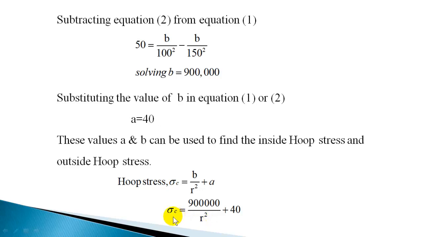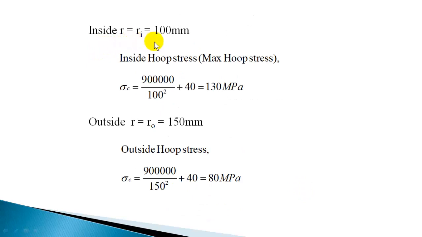When r is equal to Ri, this is going to be maximum, as this is having a plus sign here. When r is minimum, you will always have maximum hoop stress. So the inside surface of a thick cylinder always has maximum hoop stress. You can find the maximum hoop stress by substituting the inside radius, that is 100 mm. So sigma c maximum is when r is equal to Ri, or when r is equal to 100 mm.